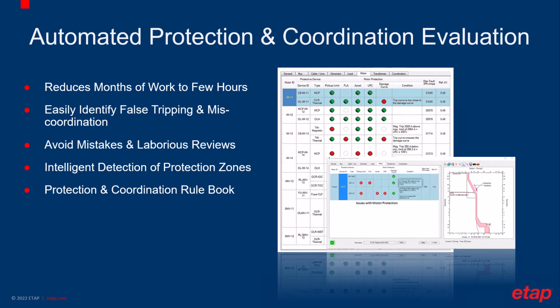Another powerful feature we have in STAR mode is Star Auto Evaluation. Star Auto Evaluation is for running protection and coordination studies automatically, and it helps reduce months of work to a few hours, and you can identify the false trippings and miscoordination easily by looking at an analysis viewer.